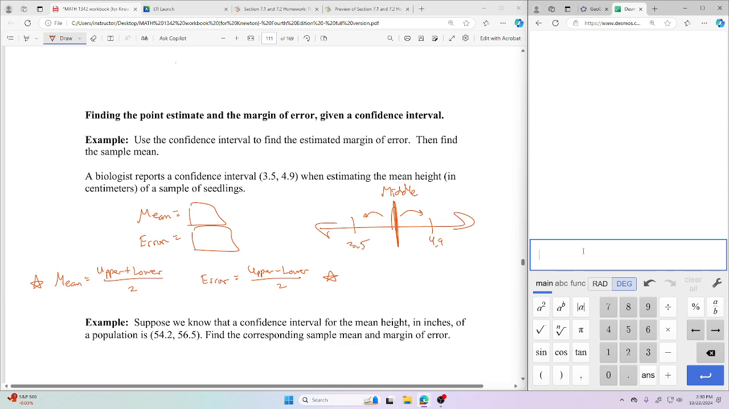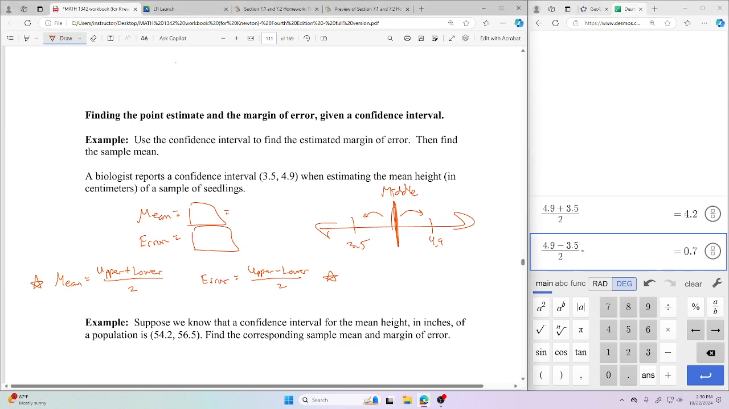I have 4.9 plus the 3.5 divided by 2. And then I got the 4.9 minus the 3.5 all over 2. And there you go. There's your answers. That's literally all you have to do.